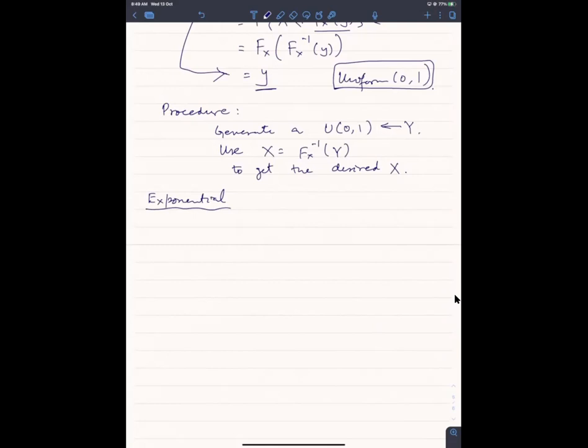So the probability density function of an exponential random variable X is lambda e to the minus lambda x, where lambda is a constant. We write X is an exponential random variable with parameter lambda. Just like in Bernoulli, p was the parameter, in binomial n and p were the parameters, and in Poisson lambda was the parameter, similarly in exponential lambda is a single parameter.